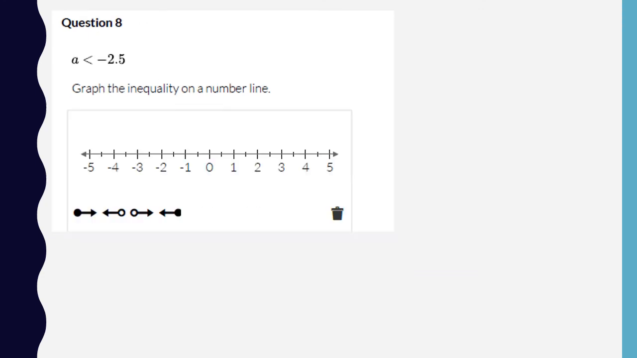A is less than, which is left, negative 2.5. So here's negative 2, here's negative 2.5 right here. So it's going to go to the left, and the 2.5 is not included. Okay, 2.5 is not included because there is not a line below the less than sign. So it's going to be an open circle.